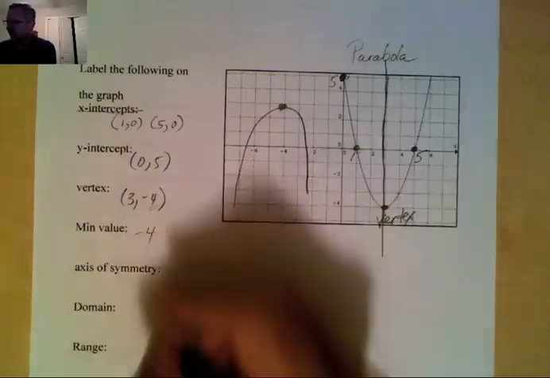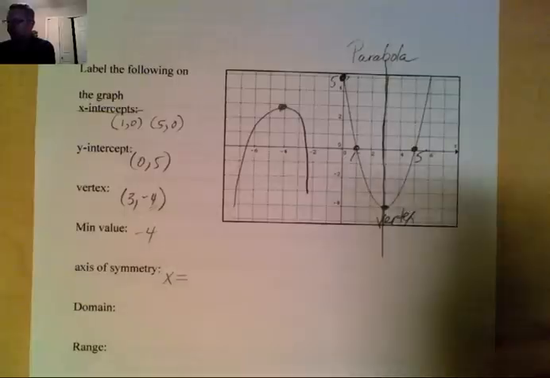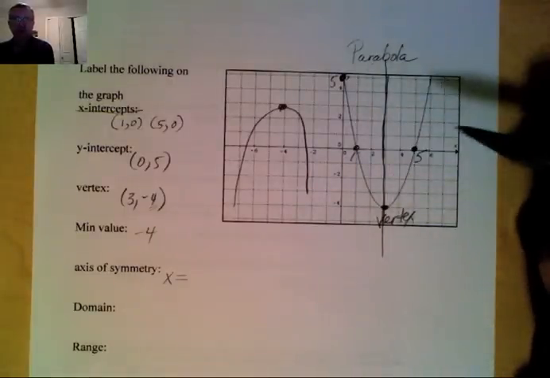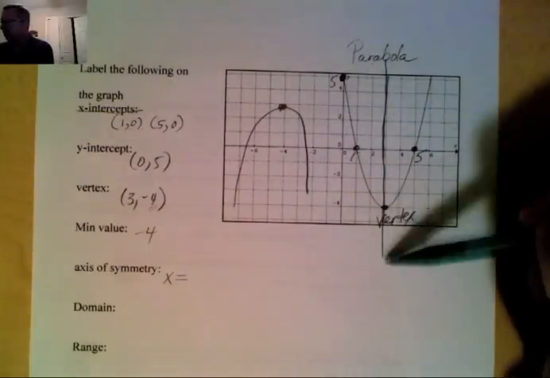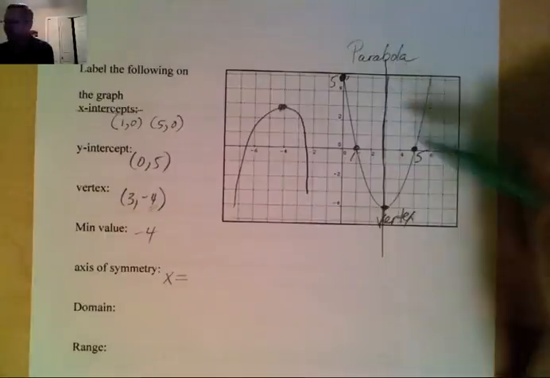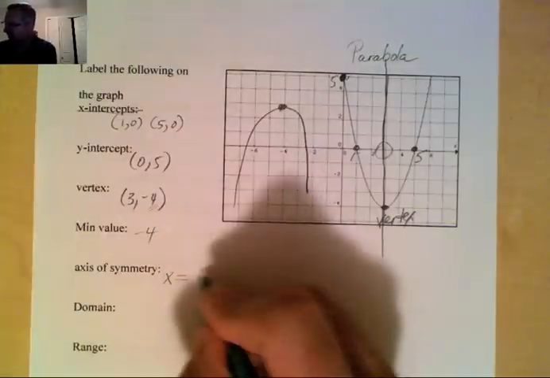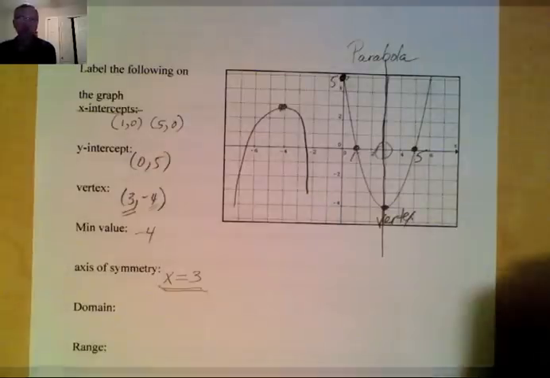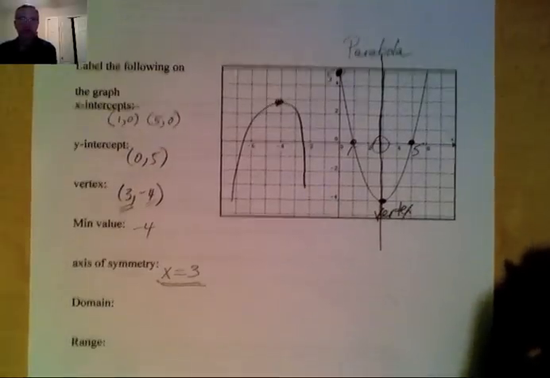Because it's a vertical line, we describe the axis of symmetry as an equation, and any vertical line starts with the equation x equals, because this line only crosses the x-axis. And where does it cross the x-axis? It crosses it at 3, and that value happens to be the x-coordinate of our vertex.